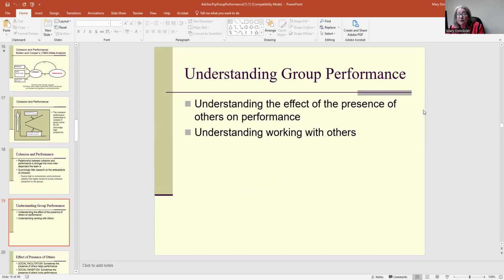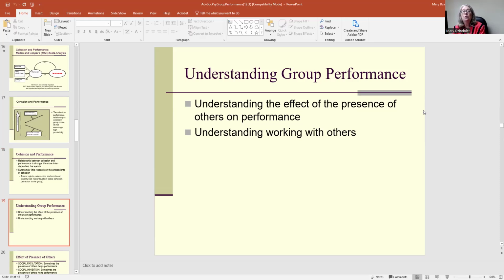We talked about 3 different kinds of cohesion. We talked about how you develop cohesion, or how groups develop at all, and how people become members and then exit the group. We talked about the relationship between cohesion and performance. Now I want to step way back and talk about understanding group performance outside of, in addition to, cohesion.